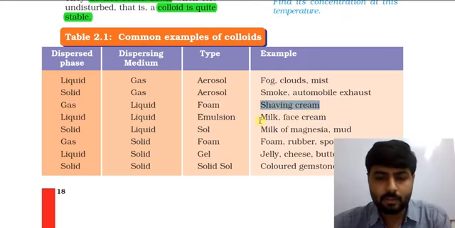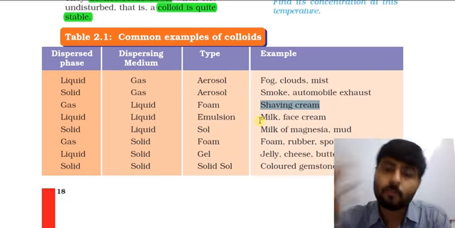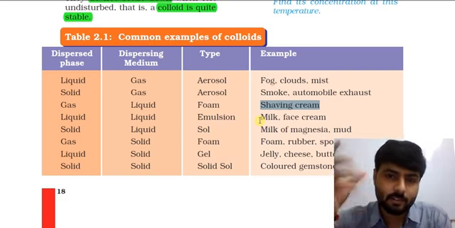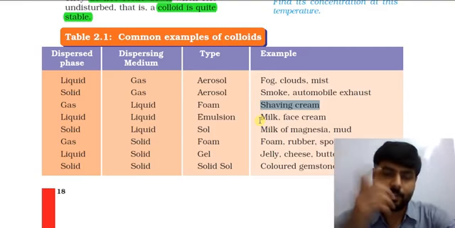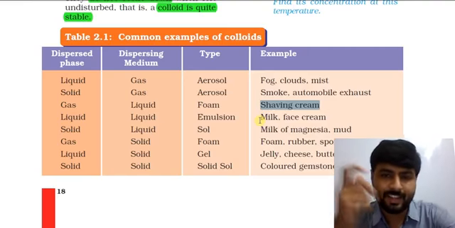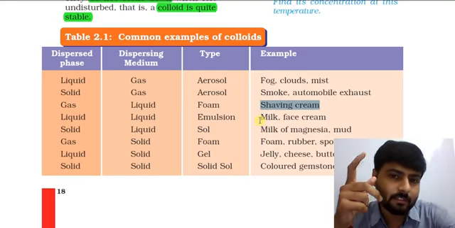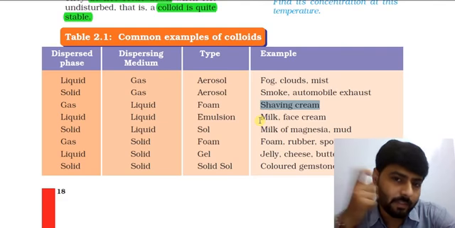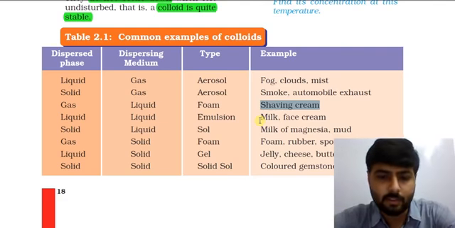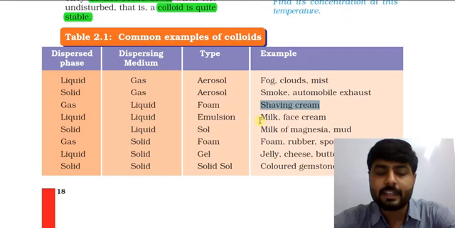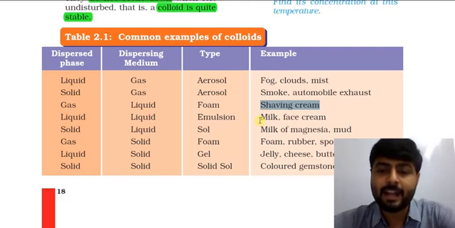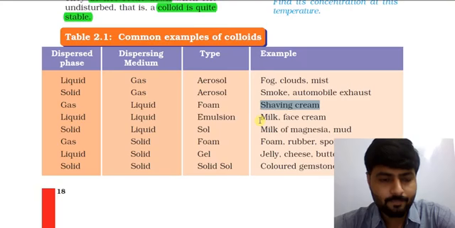We also have a shaving foam that we call as foam only. You have seen a cylindrical container which we shake, and we push the button and the foam comes out. That is what we call as foam. That is nothing but a colloidal solution, gas in liquid type of colloidal solution we call as foam, and the example is shaving cream.